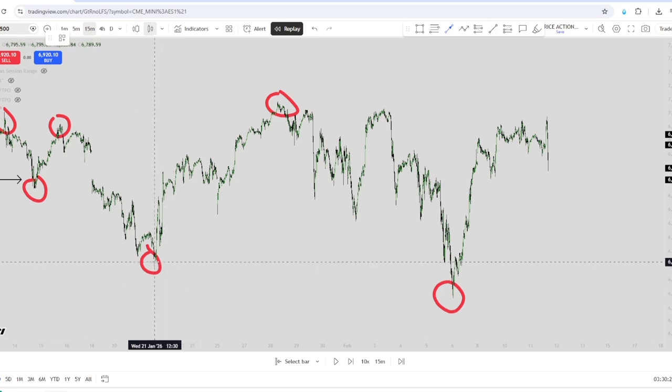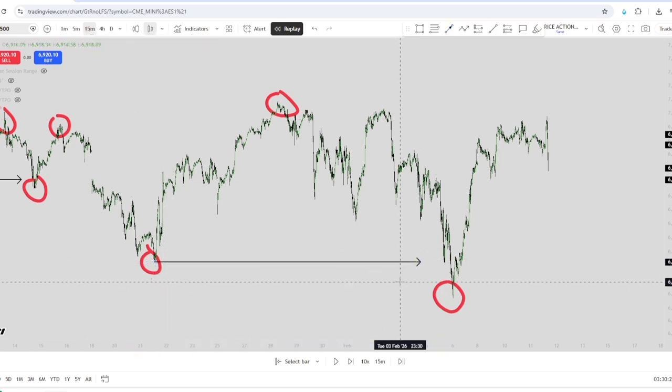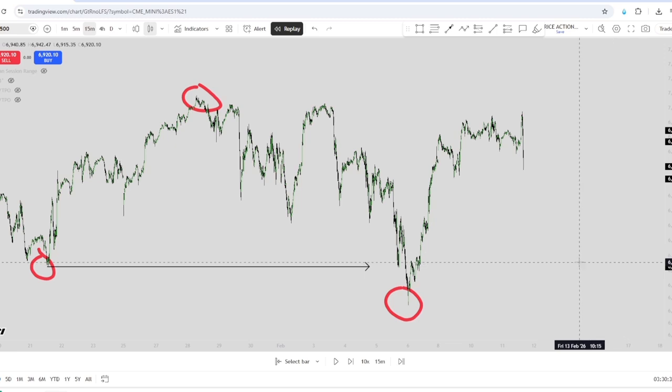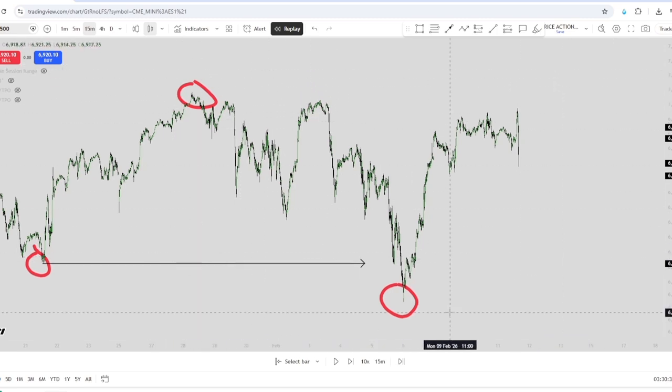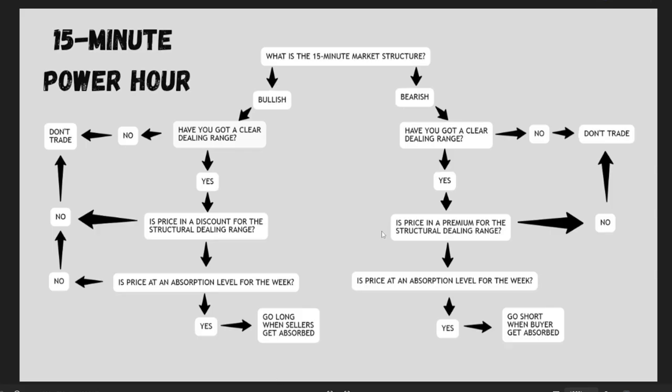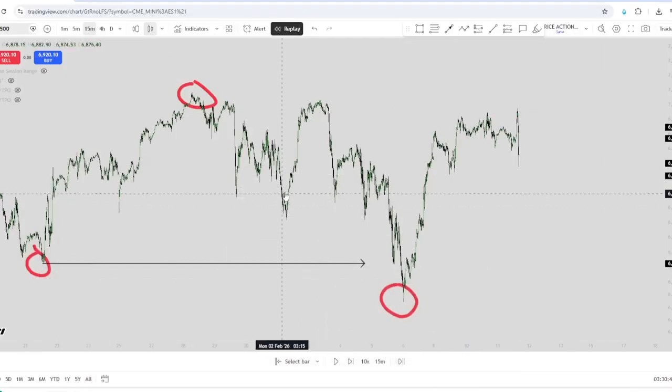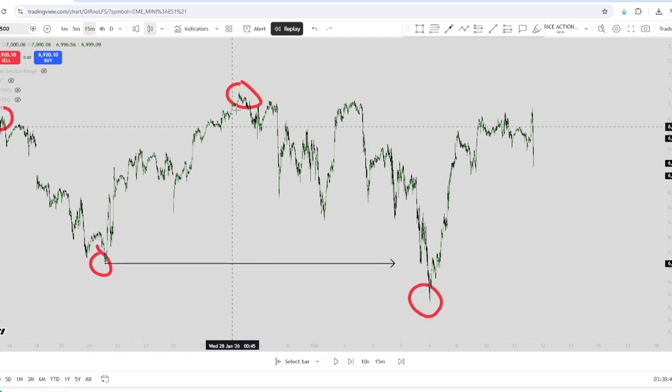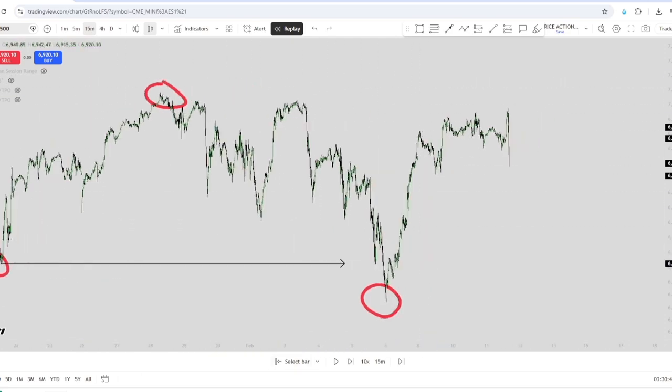So how do I do this? From here, when we have a structural low over here, this is our structural low. So here's a structural high, here's a structural low. So when we go back to our friend over here, what is next? What is the 15-minute market structure? So we are bearish. And the reason we're bearish is because we've had a break of the low. So this is our bearish market structure. That is kind of step one.